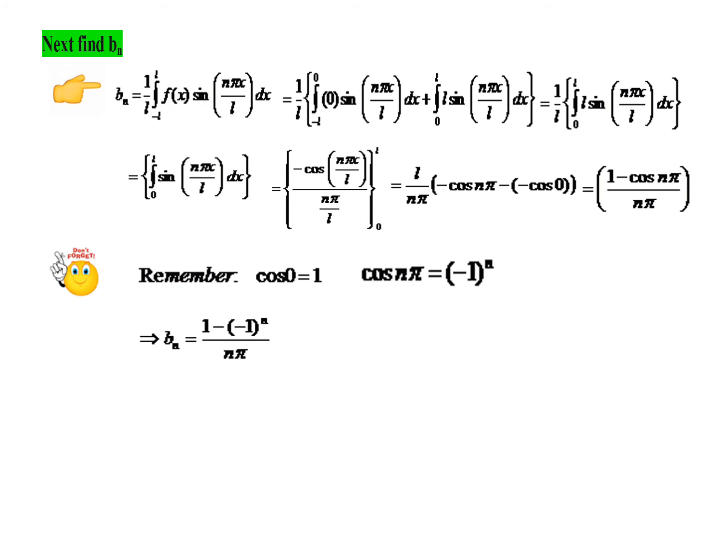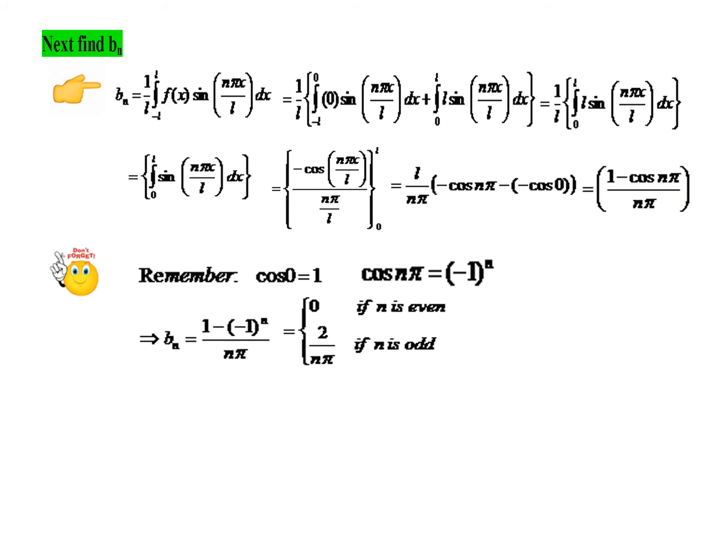Now this is a very peculiar term, that is 1 minus minus 1 power n. Whenever we have such terms, we can observe it will be 0 either for odd integers or for even integers. So here in this case, this Bn term is 0 whenever n is even. So you can observe 1 minus minus 1 power n. When n is 2, what we get: 1 minus minus 1 squared, it's going to be 0.